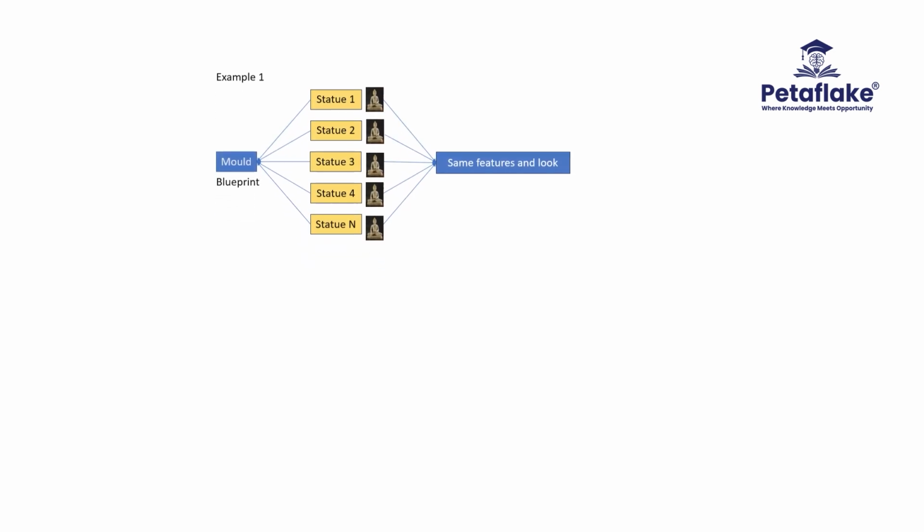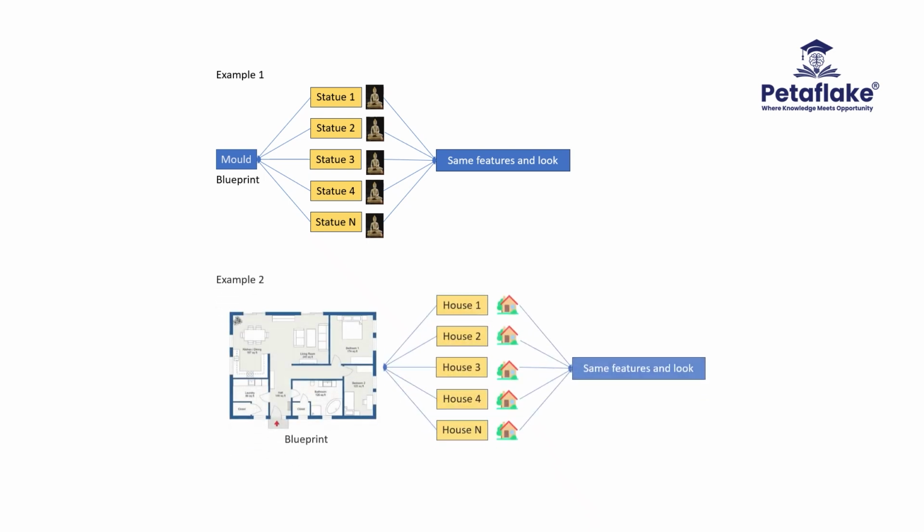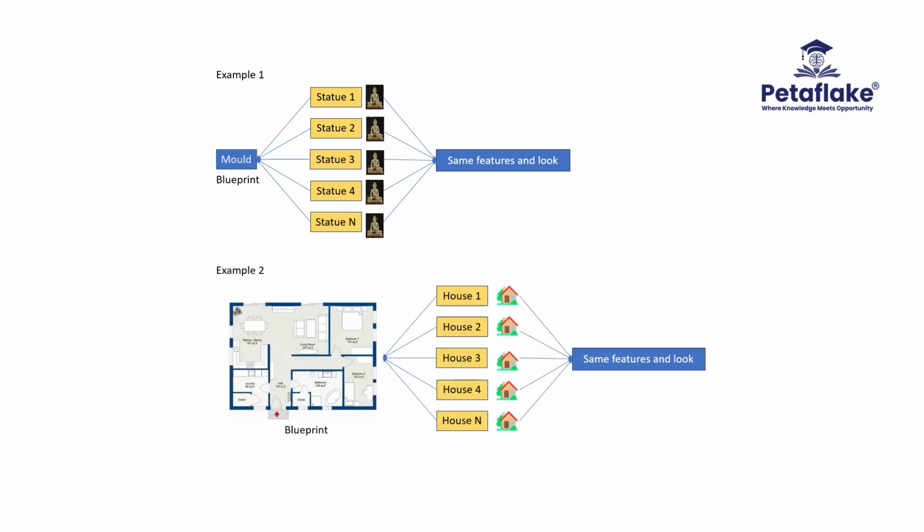For example, we can assume a class as a mold which contains the design of a specific statue. Using the mold, multiple statues with pin-to-pin similarity can be created. Another example is we can assume a class as a house plan design. Based on a single house plan design, multiple houses can be constructed with pin-to-pin similarity.